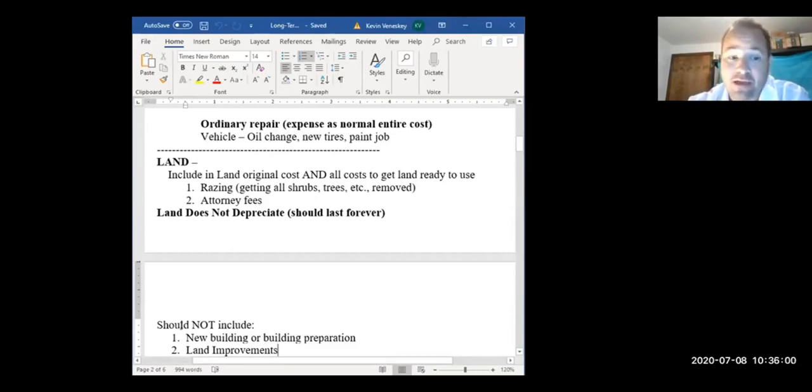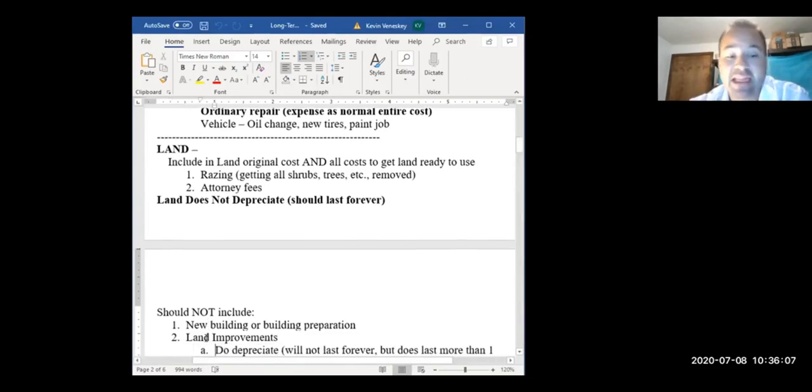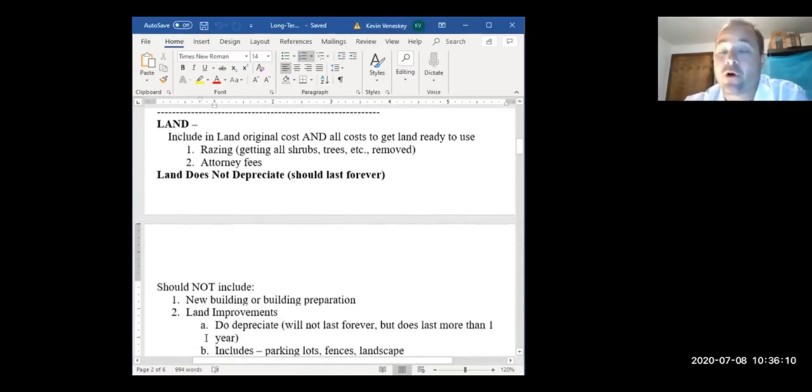The exceptions are the buildings that go on the land. Those are depreciable items. Those are separate. And then any land improvements, those are also depreciable. Land improvements being if you put a fence along your property. That fence isn't going to last forever. It's going to wear down. The land, though, the actual dirt isn't going to wear down. It's going to be there regardless. If you put in a parking lot, that cement's going to break down and crumble away after a while. So that's going to depreciate. That's a land improvement.